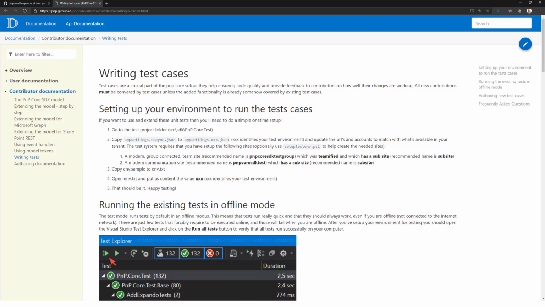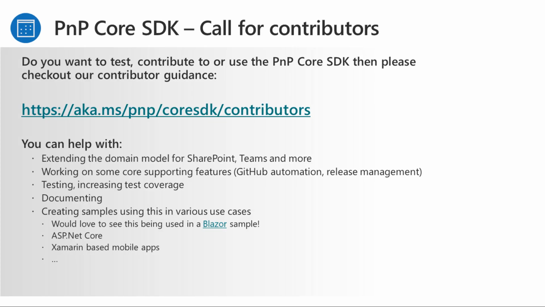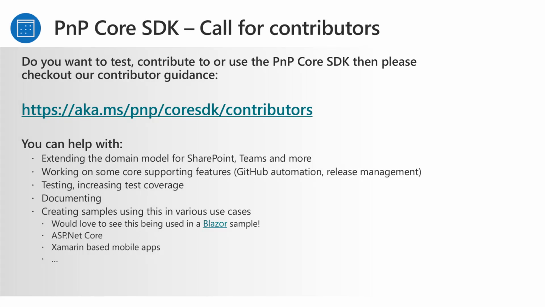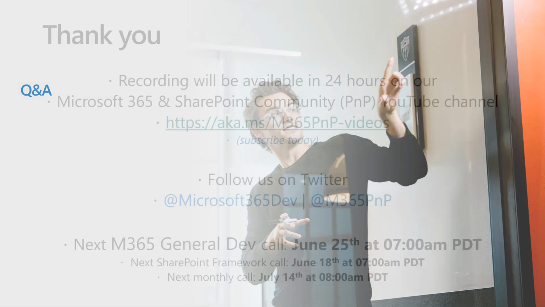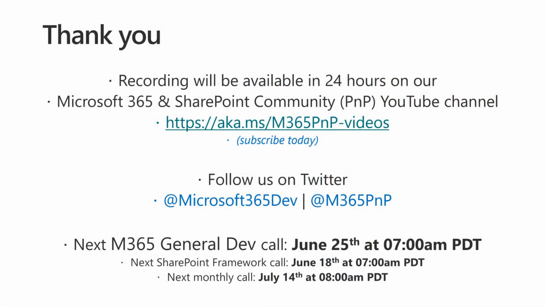Anything will work. Covering what we're planning to do with the PnP Core, the Graph first API is really, really cool as well. We'll get this recording out within 24 hours because I've been able to record my screen locally. That will be available on the Microsoft 365 and SharePoint community PnP YouTube channel within 24 hours. The next M365 General Dev call will be on June 25th, and we'll schedule some of the planned demos from here to that call. Let's see what works for Stefan and Erwin.